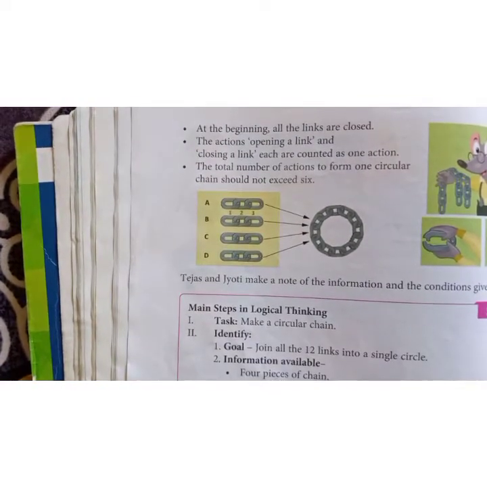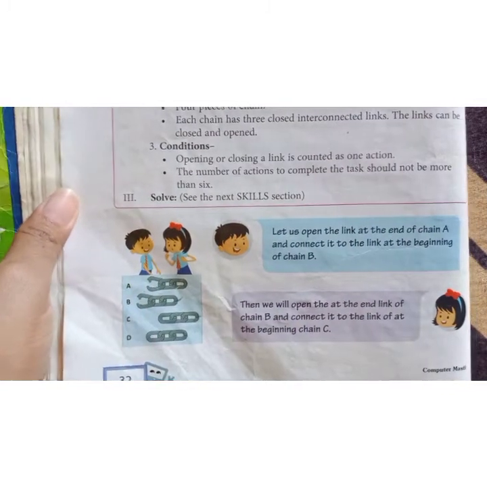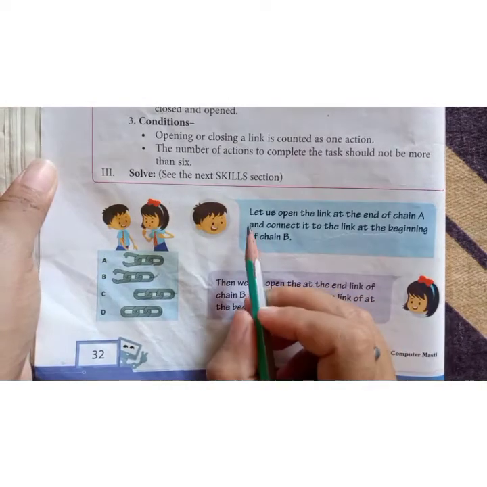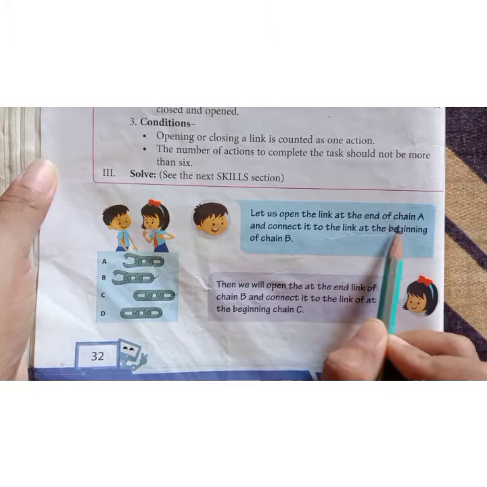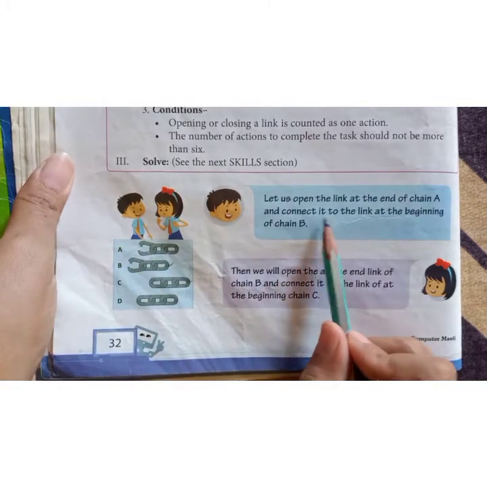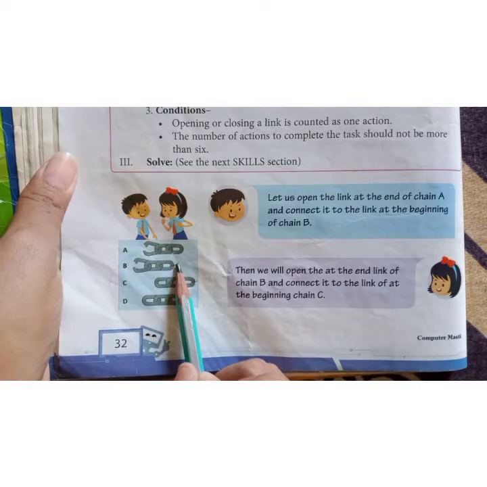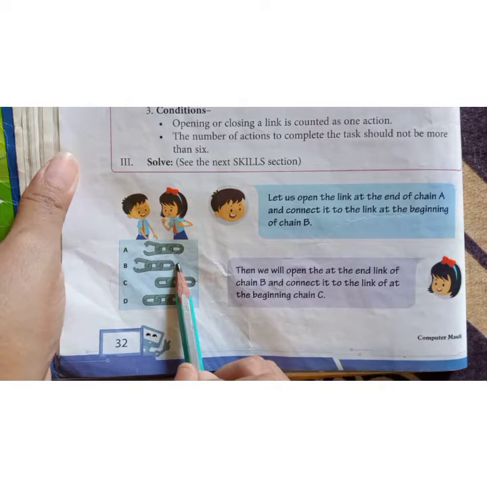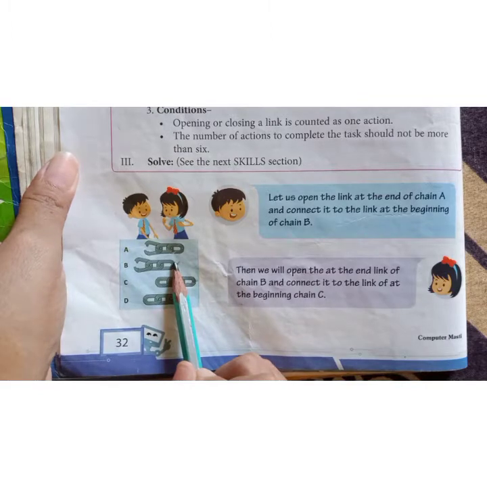Just a second. Now the third step in logical thinking is solve, right? Now let's see how they solve. First Tejas said, let us open the link at the end of chain A and connect it to the link at the beginning of chain B, right? So how many actions did they use? They used 2 actions, open and close.